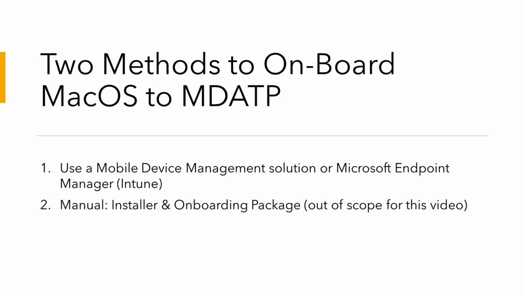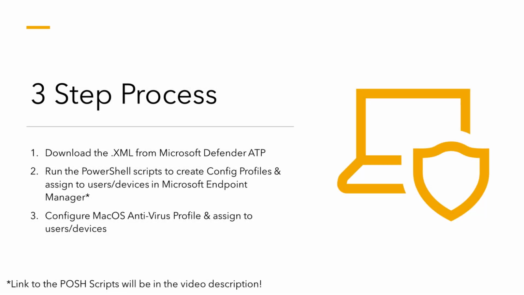I'm not going to cover that in this video, but I am going to show you how to do it using Microsoft Endpoint Manager. I enjoy doing it this way because it's really easy. It takes a matter of minutes. Basically, you download an XML file for Microsoft Defender ATP. You run some PowerShell scripts to create the configuration profiles in Microsoft Endpoint Manager, and then you configure the antivirus settings and get those assigned. And I'll post a link to the PowerShell scripts in the video description.